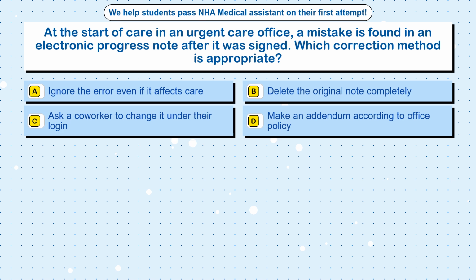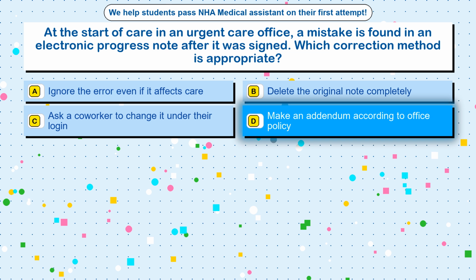Question 56. At the start of care in an urgent care office, a mistake is found in an electronic progress note after it was signed. Which correction method is appropriate? Option A, ignore the error even if it affects care. Option B, delete the original note completely. Option C, ask a coworker to change it under their login. Option D, make an addendum according to office policy. The correct answer is option D, make an addendum according to office policy.